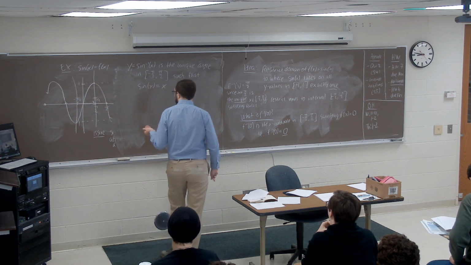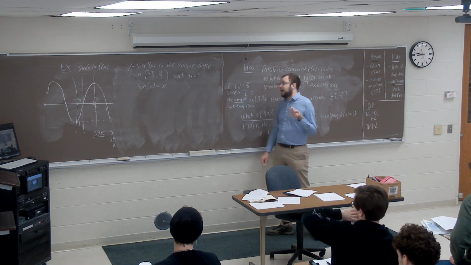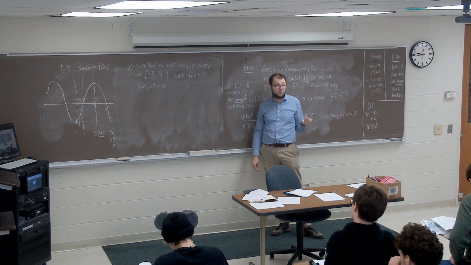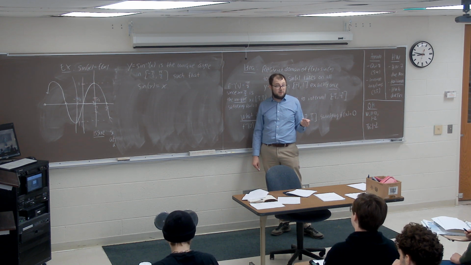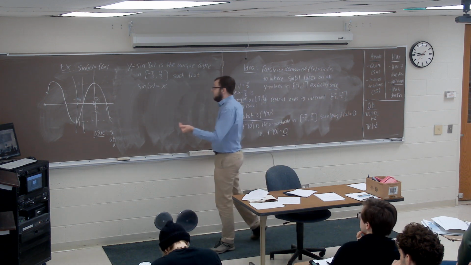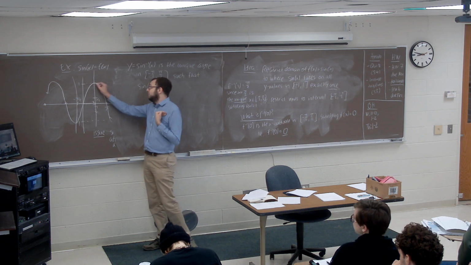What's inverse sine of 1? Well, that's the x value between negative pi over 2 and pi over 2 that, when we plug it into the sine function, will give us 1. Well, that's pi over 2. Pi over 2 is the only x value between negative pi over 2 and pi over 2 that when we plug it into the sine function will give us 1.